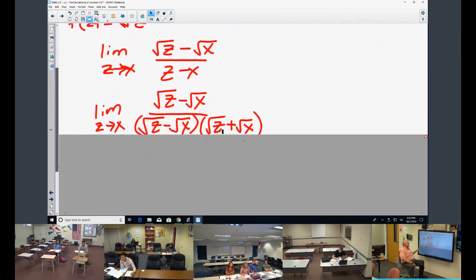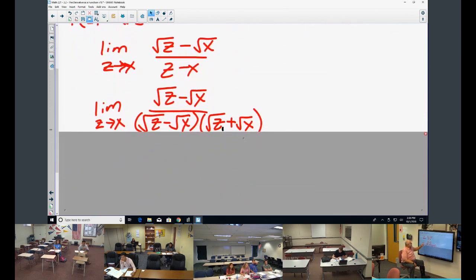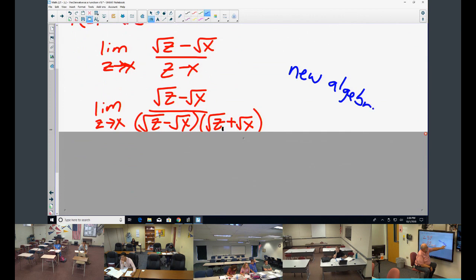Oh, no. Look, this actually has another algebra trick. Okay, so let me just make note of this. This is a new algebra trick. Can anybody see how we go from this to this down here? So we're not multiplying by the conjugate. When you multiply the square root of z times the square root of z, you just get z, same as x. So you're just kind of pulling them apart. What it is, it's like you're factoring the difference of two squares.